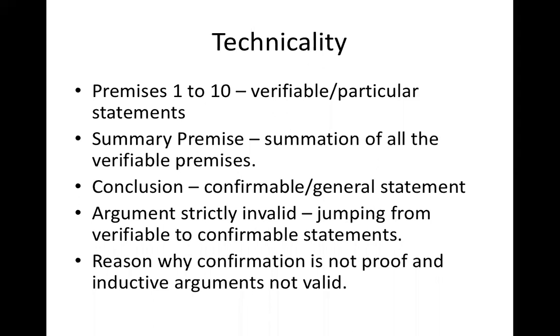Premises 1 to 10 are verifiable and particular statements. The summary premise is a summation of all the verifiable premises. Then the conclusion is a confirmable general statement. So the argument is strictly invalid because it involves jumping from verifiable to confirmable statements. So that's the reason why confirmation is not proof and inductive arguments are not valid.